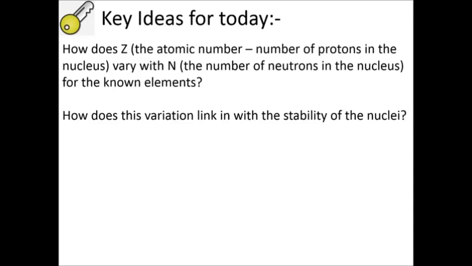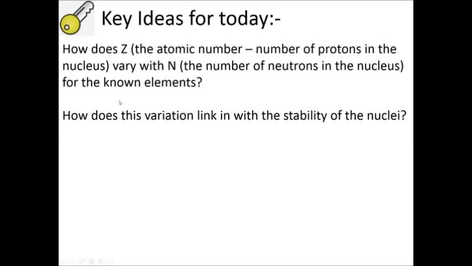Okay, in this video we're going to look at the idea of what is known as the NZ plot. And the key question for today is, how does the Z, which is the atomic number, the number of protons in the nucleus, vary with N, which is the number of neutrons in the nucleus? We're going to look at this for all the known elements, and we're going to look at a graph. Graphically, this leads us to a deeper understanding of alpha, beta positive and beta negative decays.